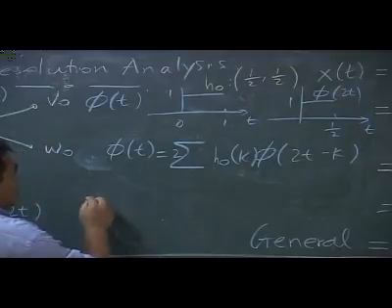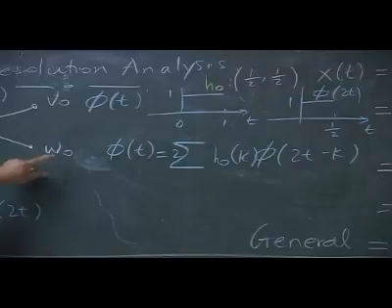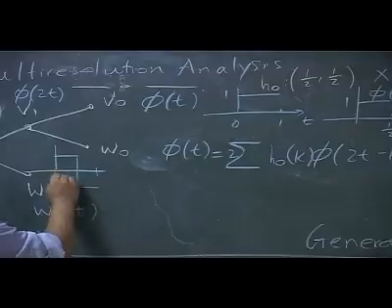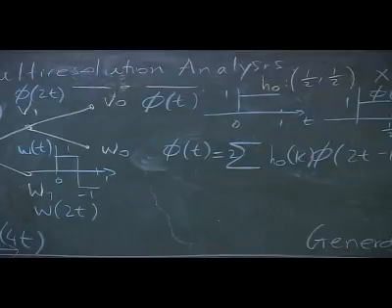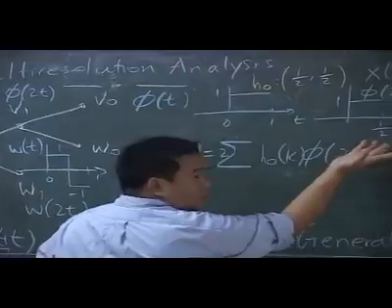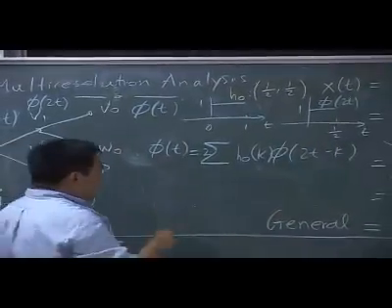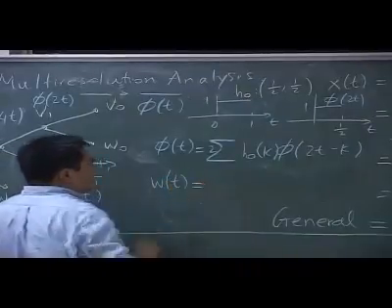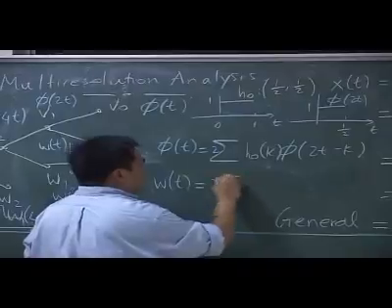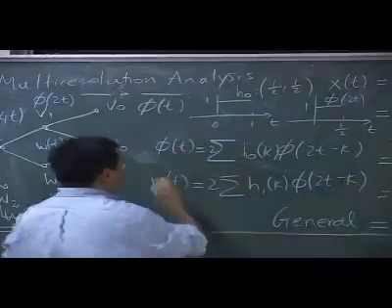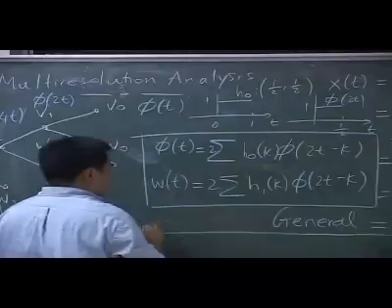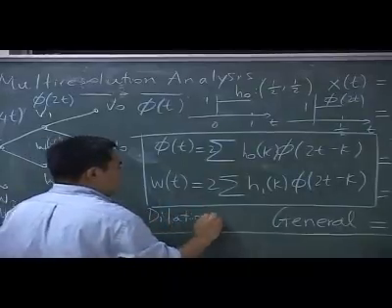Furthermore, I also notice that w0 of t, w of t, is also in V1, because w of t looks like this. That's w of t. So I can combine this with a shift and flip. So in general, I have w of t, which is in a smaller space, with 2 summation h1 of k, phi of 2t minus k. So both are called the dilation equation.